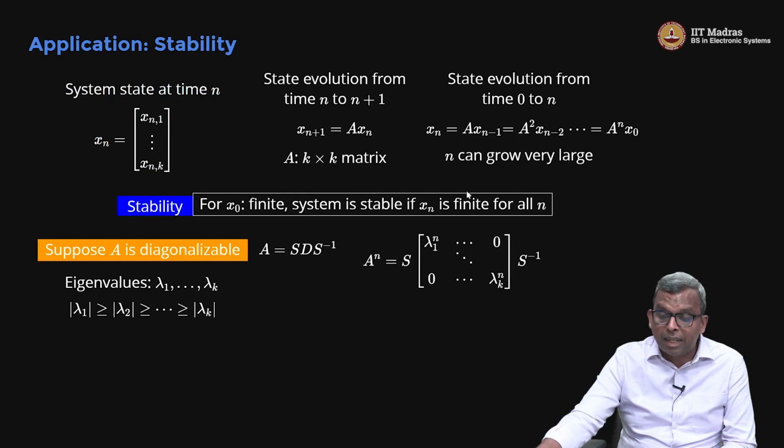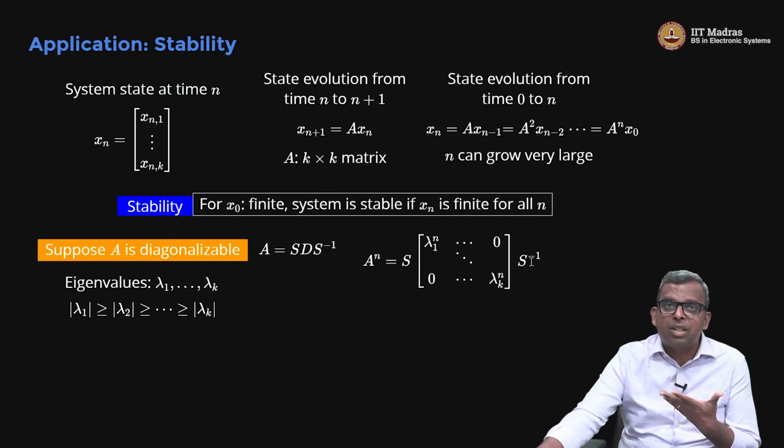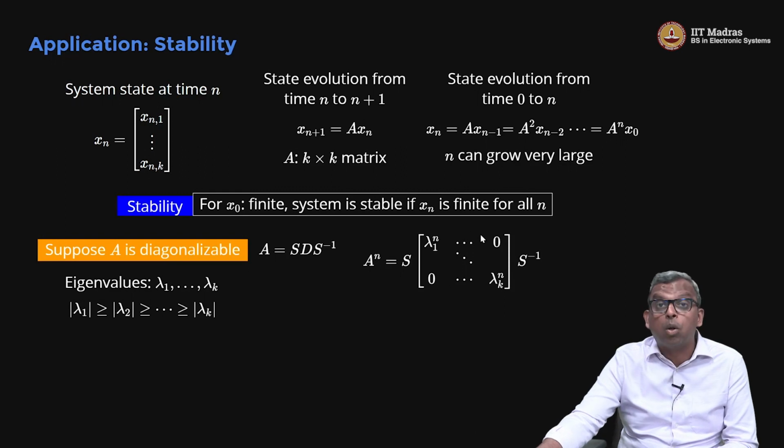So what is xn? Xn is a power n into x naught. X naught is finite. My only problem is if a power n is going to blow up. Now what part of a power n will blow up? S and S inverse are just constants. They don't change with n. Only this D matrix can blow up. And what controls the blowing up of the D matrix? It's lambda 1 to lambda k.